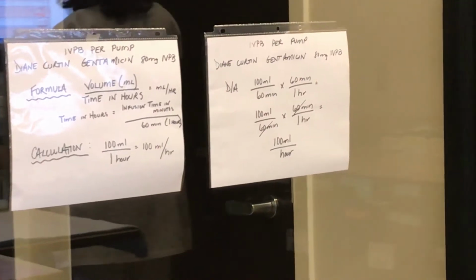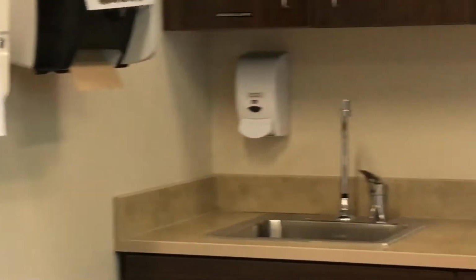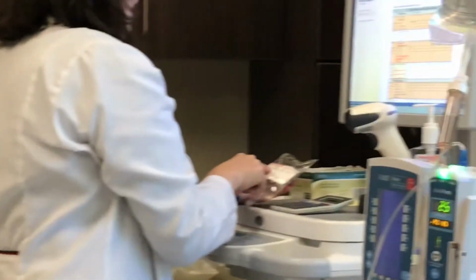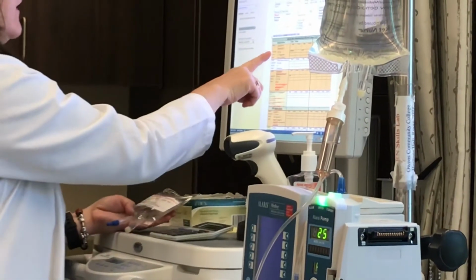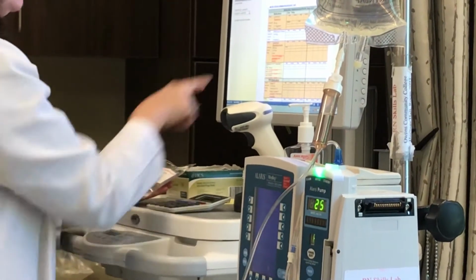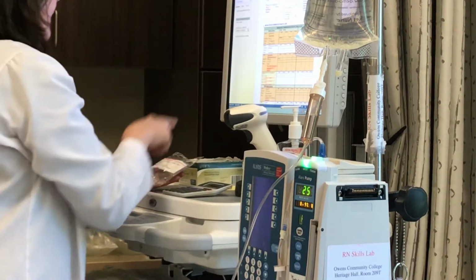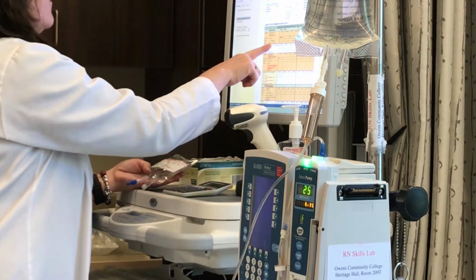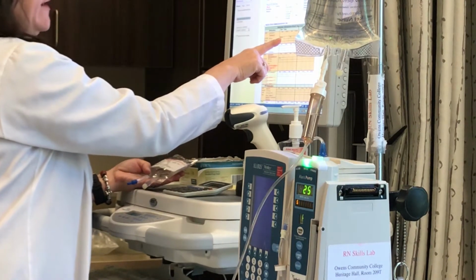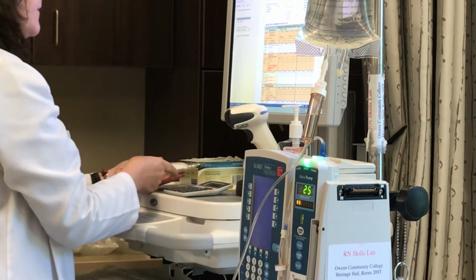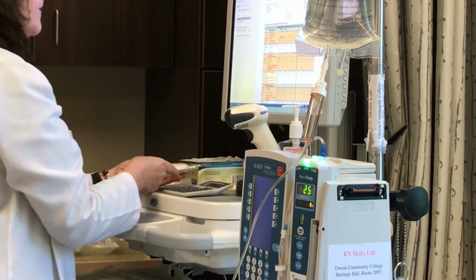Second check of the 5 rights. My patient is Diane Curtin. The drug ordered is gentamicin, and I have gentamicin. The amount ordered is 80 milligrams. I have 80 milligrams. The route is IV piggyback. I have an IV piggyback solution. Frequency is every 12 hours. The time is 0800, and it is 0800.